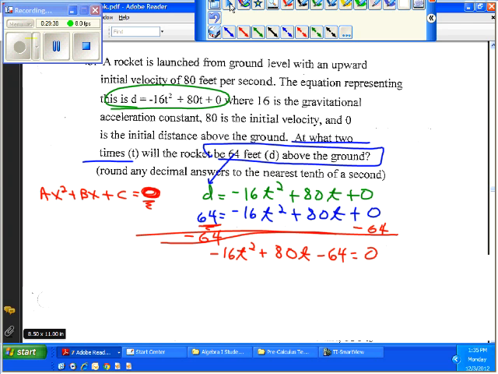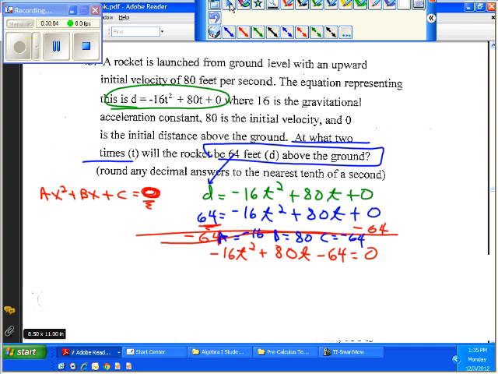Now that it's equal to 0, we can say what the A, B, and C are, right? So the A of the quadratic is negative 16. The B of the quadratic is 80, and the C of the quadratic is negative 64. Make sure that it's in standard form, set equal to 0, before you determine your a, b, and c.